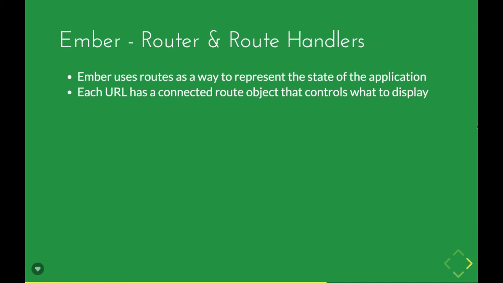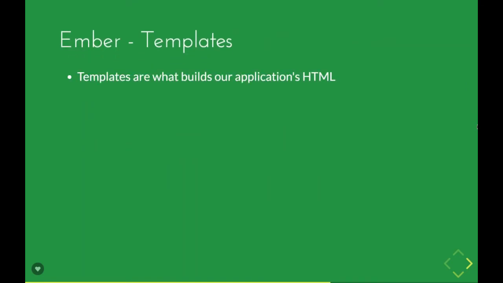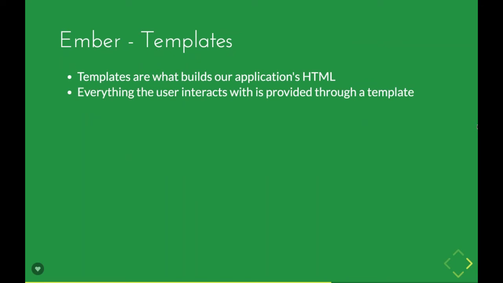Each URL has a connected route object that controls what to display. Depending on how the user interacts and enters that URL, the Ember router takes the URL and maps it to that route handler. That route object renders a template, and then the route handler loads a model available for the template. So the route handler is really in charge of connecting the view to our view model, and of course the underlying model as well. This is why almost every time you get started with Ember, you're defining a bunch of different routes.